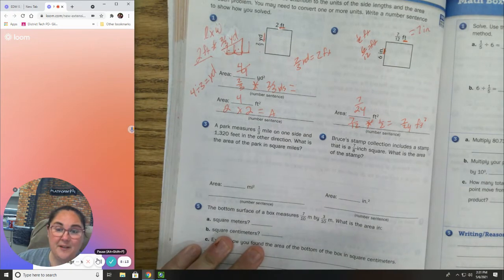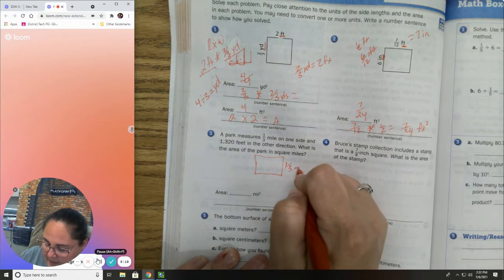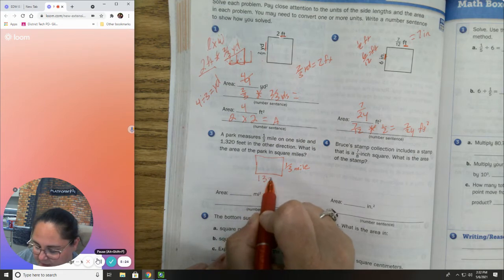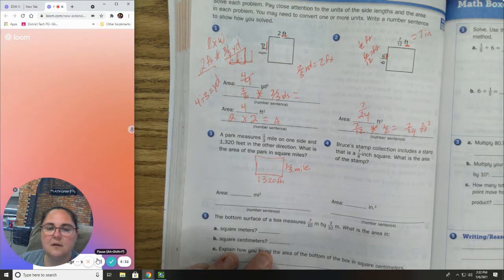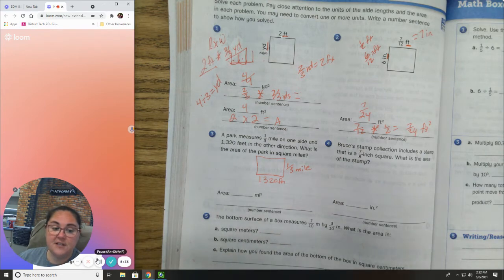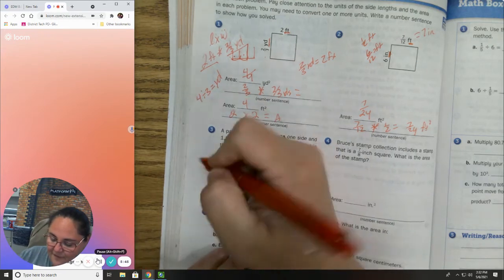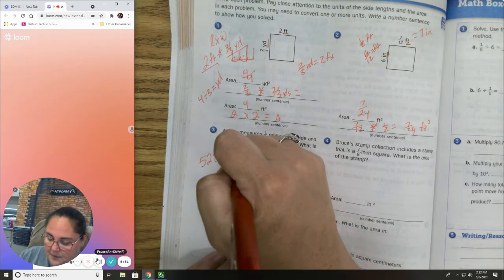Okay, and I'm a picture person. So 1/3 mile on this side. And this side measures 1,320 feet. What is the area of the park in square miles? Well, the first thing I need to do is think about the 1,320 feet. I need to think about miles. I know that there are 5,280 feet per mile.